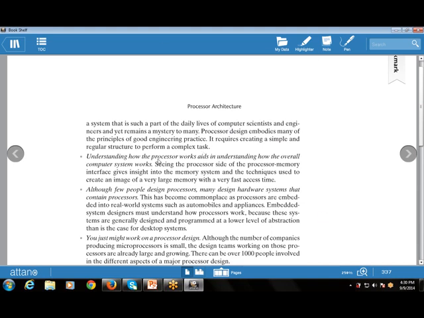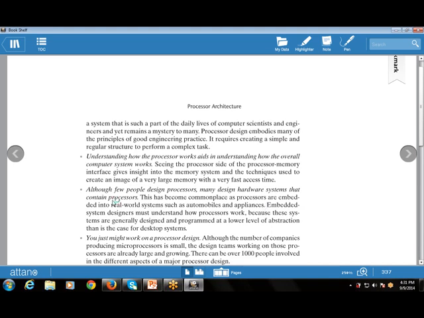Then it helps to understand how the processor works, and aids in understanding how the overall computer system works. Whenever we study processor architecture, it gives a clear understanding of how the overall computer system works with memory and the other components. These techniques are used to create an image of a very large memory with a very fast access time, that is, the bandwidth is so high that the access time is very fast.